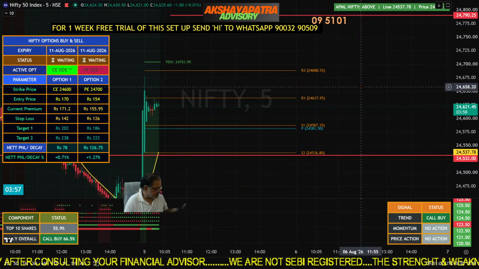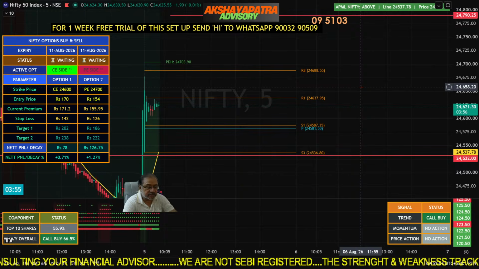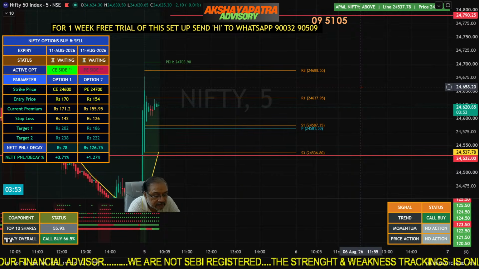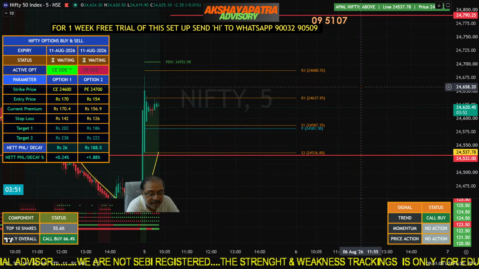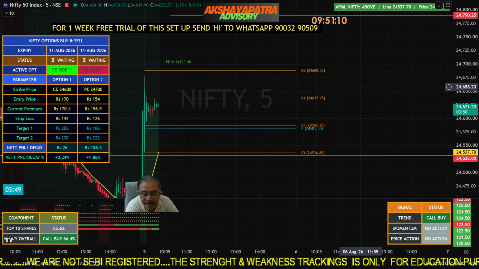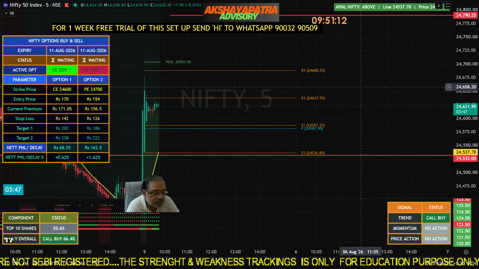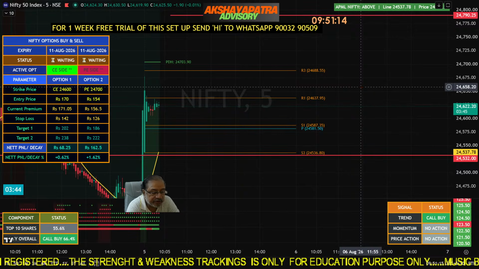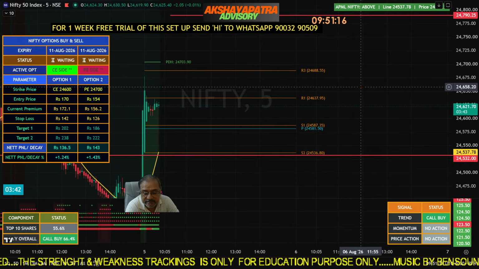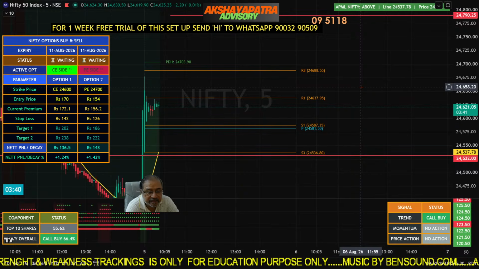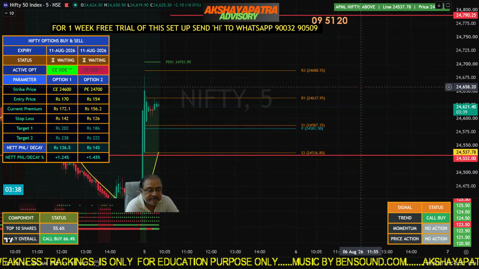So until they write on both sides, gradually only this is increasing. At 600, there is more of a straddle: 82 lakhs call and 80 lakhs put at 24,600.